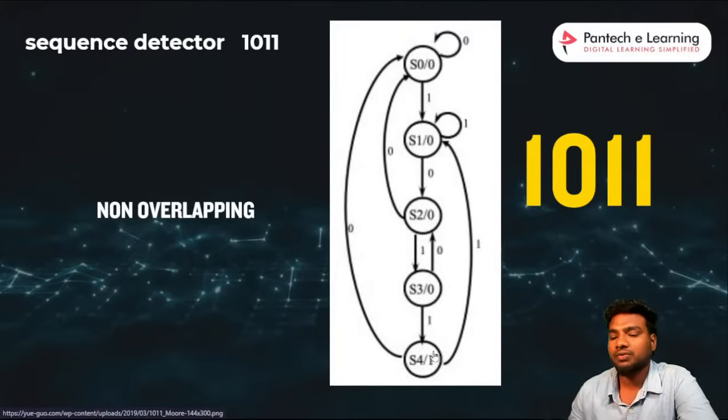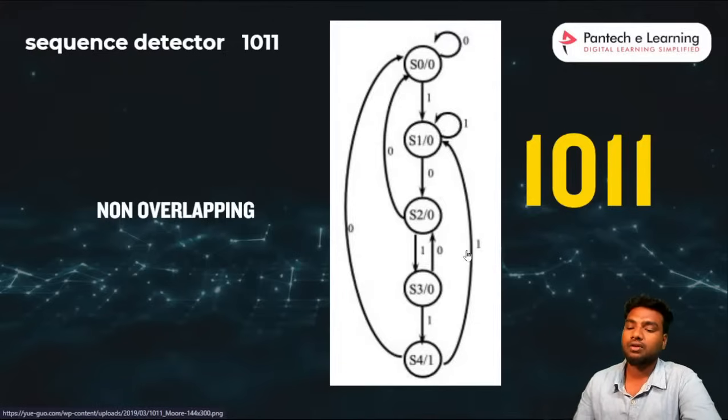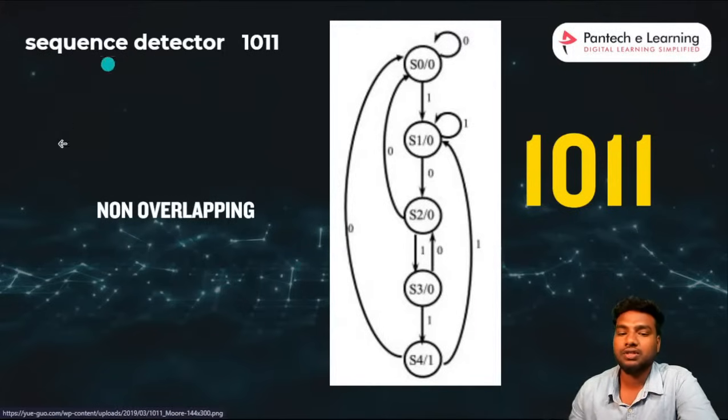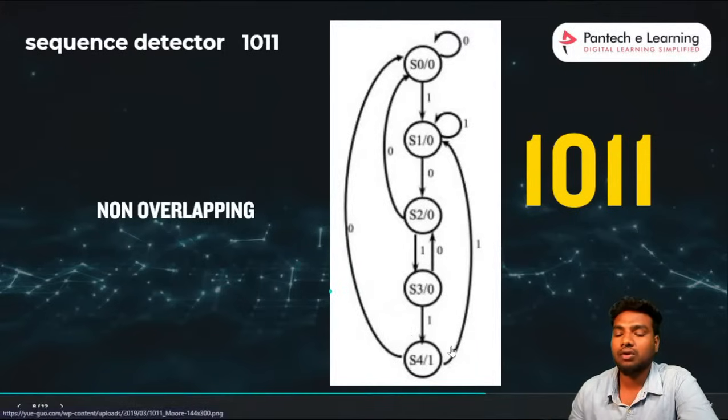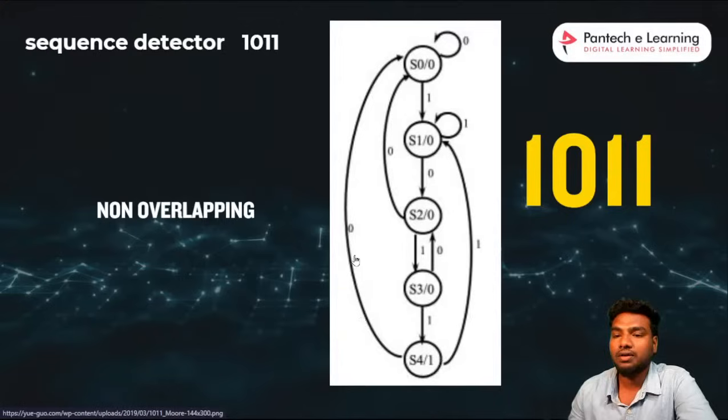So if it is 1, it will go here to start the sequence 1 0 1 1 again. From here, the S1 state having 1, it will go to here. And then if it is 0, it will go to the initial state. So this is non-overlapping, it won't overlap. It won't use the previous state output for finding the next sequence. So it will go to the initial state, the S0 state.